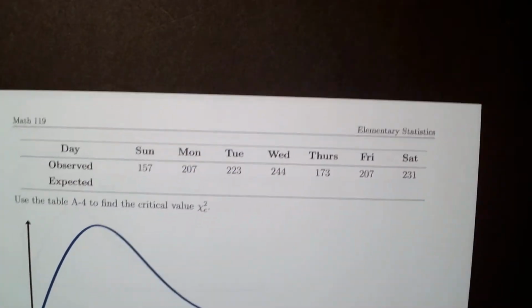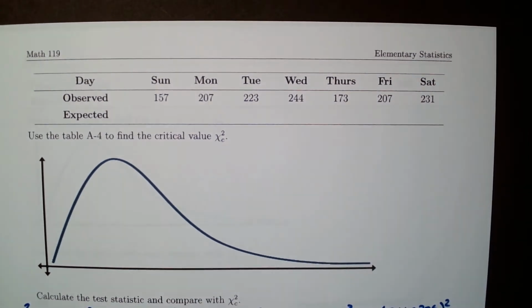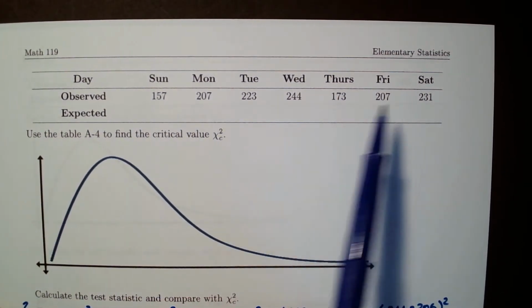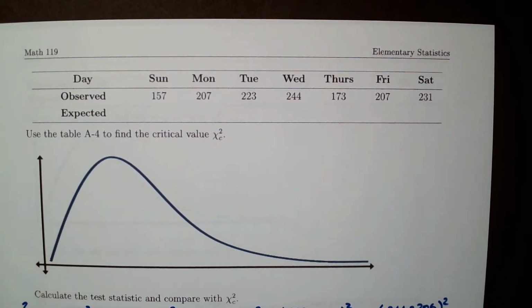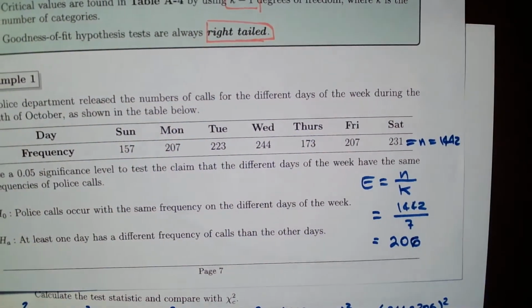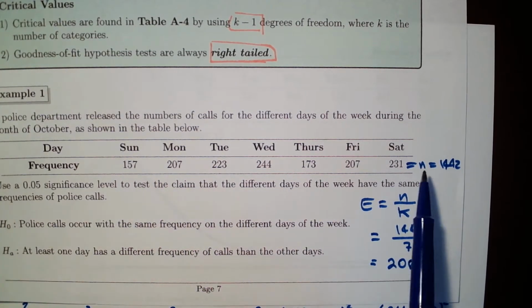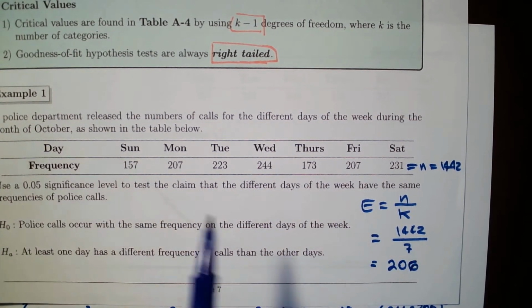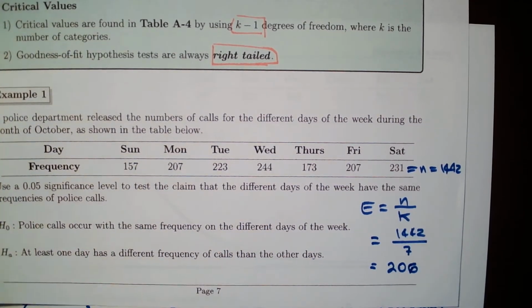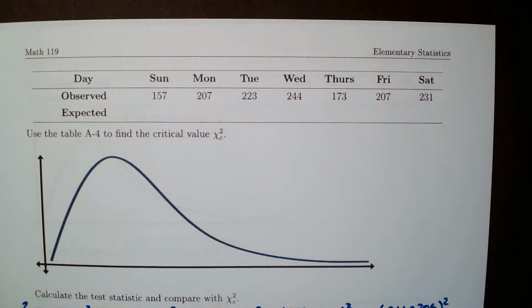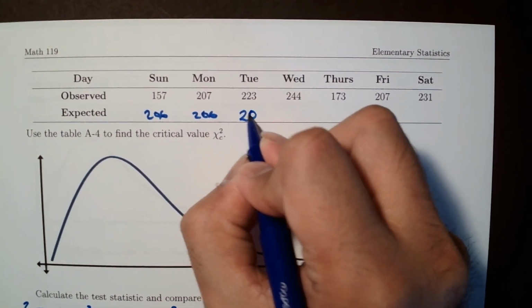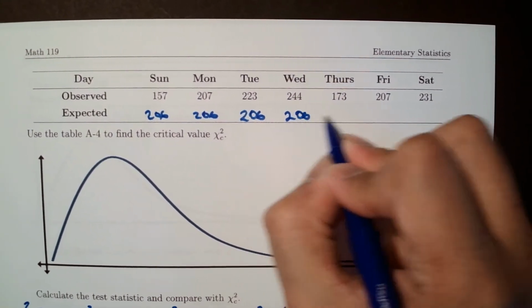Let's move on to the next page. Here we are going to have a little table in which we repeat the observed values and the expected. The expected value was calculated on the previous page by adding all the observations and then dividing by the total number of categories, in this case 7, because there were 7 days of the week. So all I'm going to do is just repeat 206, 206, 206, 206, etc.